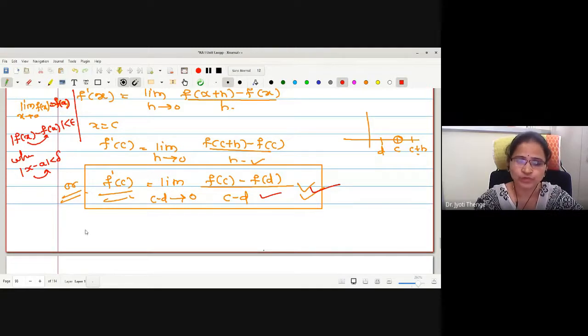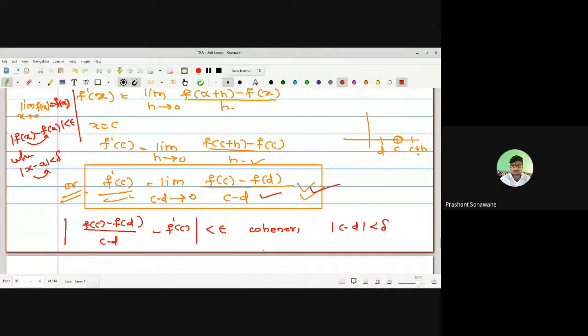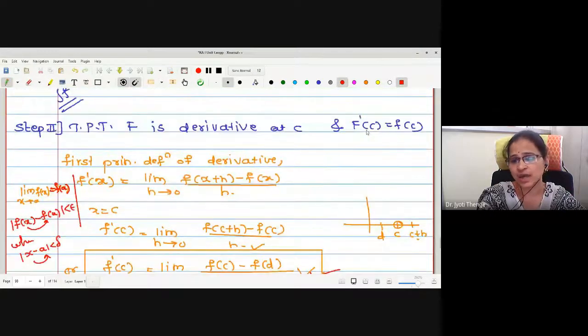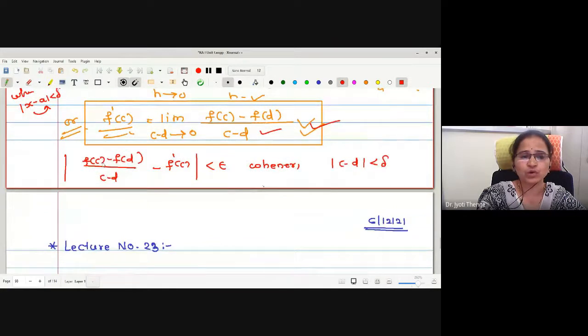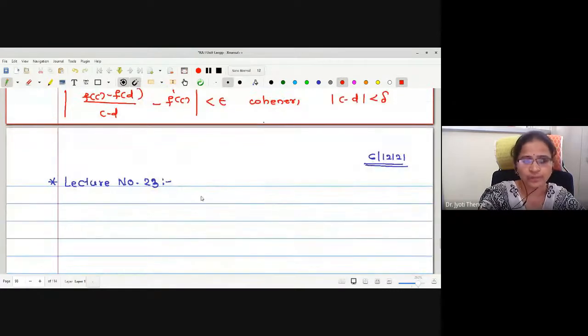Therefore what should I prove? Mod of f c minus f d upon c minus d minus f dash of c less than epsilon whenever mod of c minus d less than delta. Therefore, while proving that the function capital F is derivable at the point C, we were going to make use of this definition. This definition we have derived from the first principle definition itself, right?